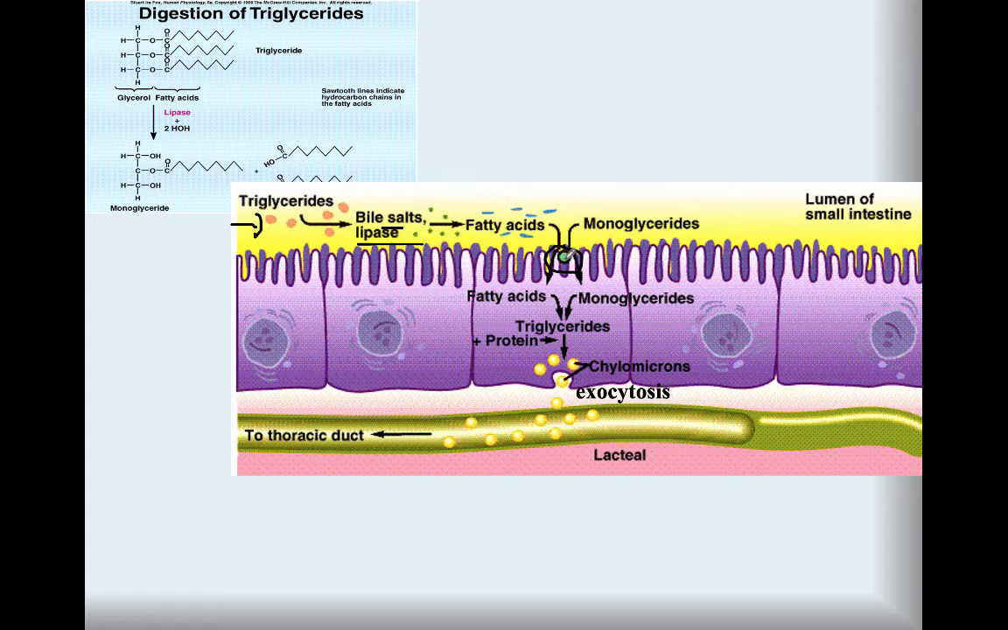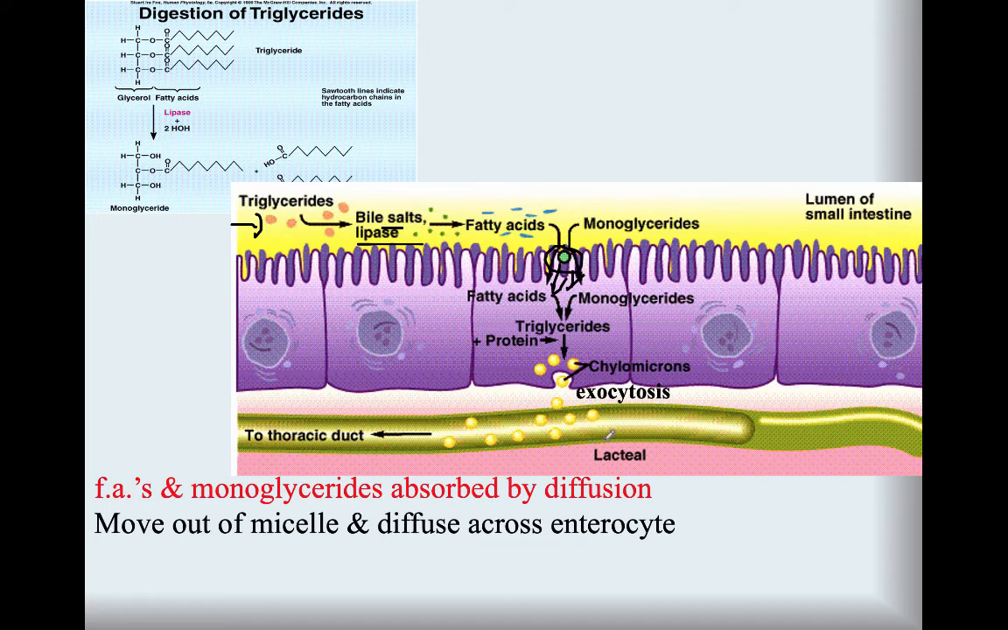And now because the components of this are nonpolar, they can move across the phospholipid bilayer of the enterocyte and get into the inside. And so that's what happens. They move across via diffusion, and they get into the inside of the enterocyte. That's what this is. This is an enterocyte. And so again, small intestine is a simple columnar epithelium with lots and lots of microvilli.